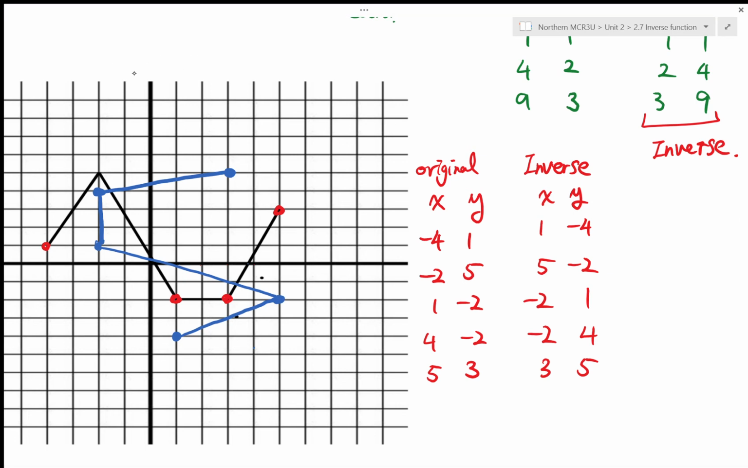Now, just to show you, I just actually want to show you this. If I draw the y equals x line, if you actually compare the black line with the blue line, it's the mirror image across the y equals x line. So hopefully you understand this. Hopefully this is helpful to you.